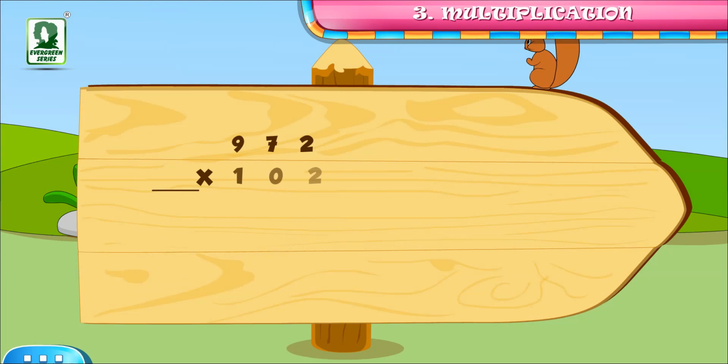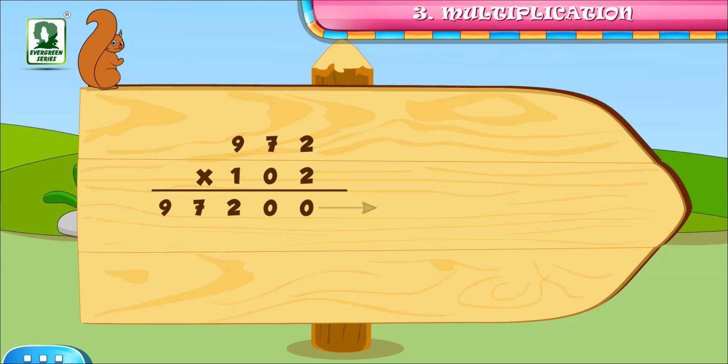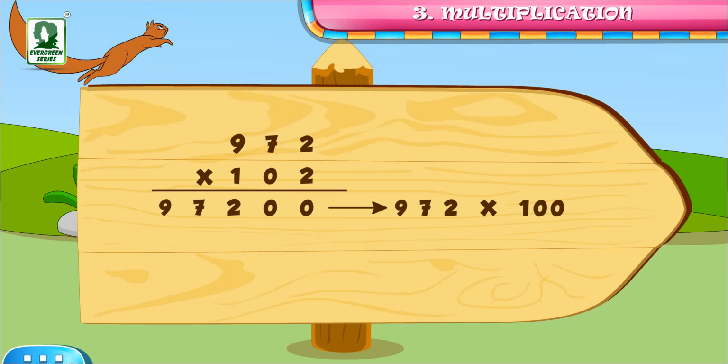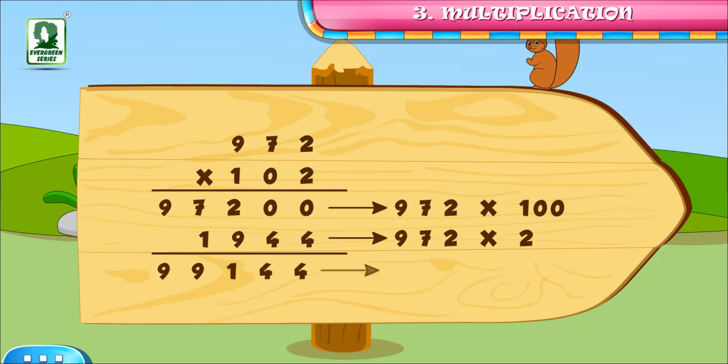For example, first we will multiply 972 by 100, which is equal to 97,200. Then we will multiply 972 by 2, which is equal to 1944. Now add 97,200 and 1944, which is equal to 99,144.